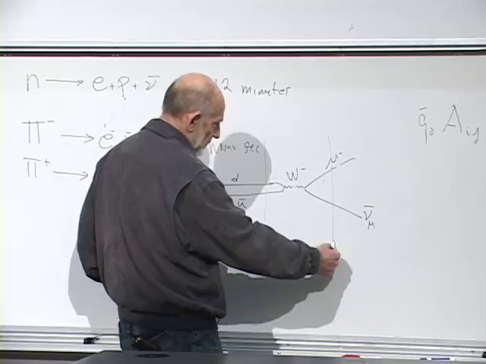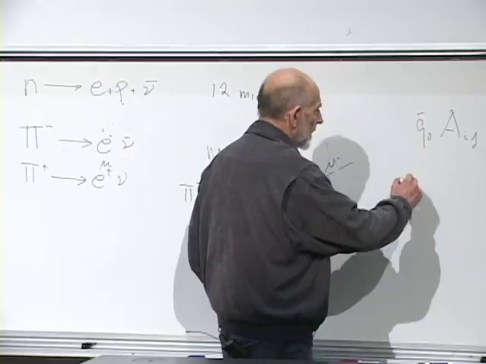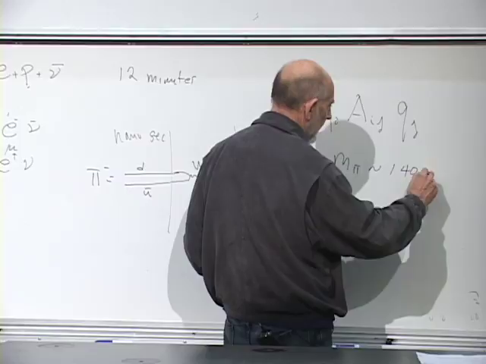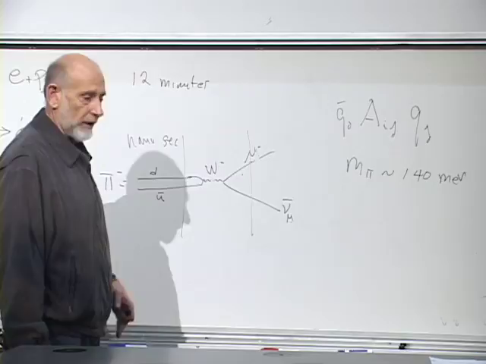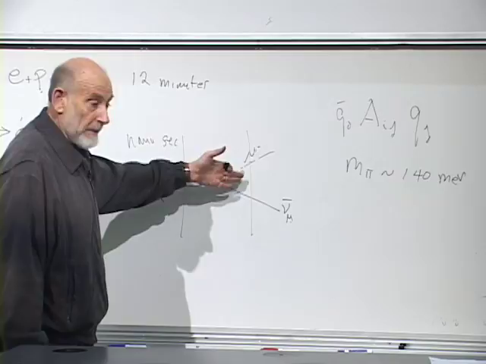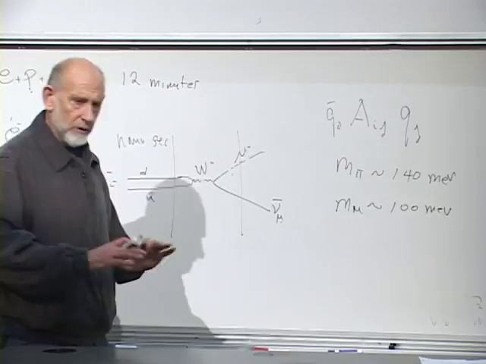Okay, so let's worry about it. A pion has an energy of about its mass. Let's suppose the pion is at rest. The mass of the pion is roughly about 140 MeV. What is the energy of the muon and the neutrino? Well, first of all, it's the rest energy of the muon and the neutrino. The mass of the muon is about 100 MeV, I forget exactly. And the mass of a neutrino is, for practical purposes, zero. It's too small to be important here.